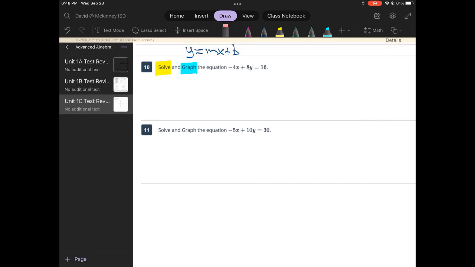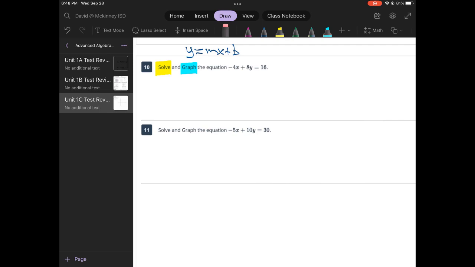11 asks me to solve negative 5x plus 10y is equal to 30. Again, I need to move this into slope-intercept form. Once I do that, I can graph it. So I'll write it down. Again, do this one step at a time. So important. I really can't say that enough. A lot of mistakes are made when we try to work too quickly, or we get a little touch lazy maybe, and we don't do every step that we need to.